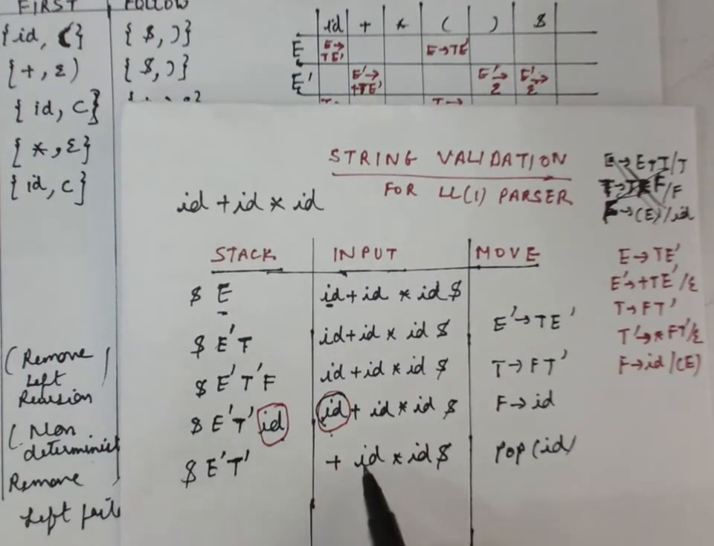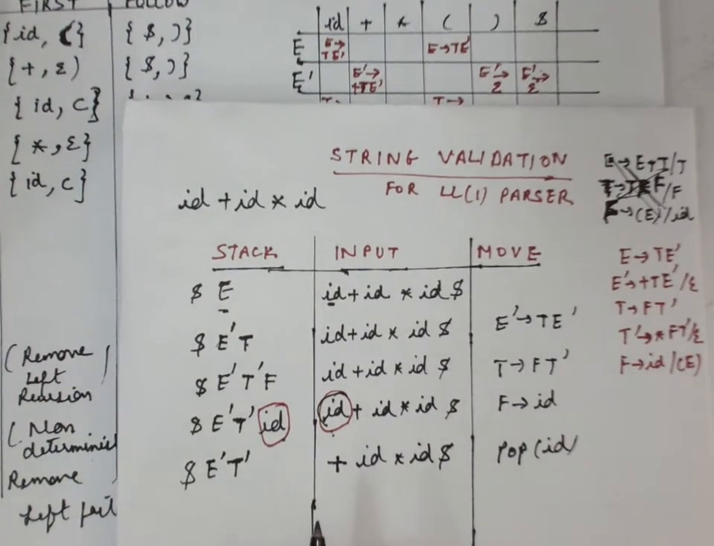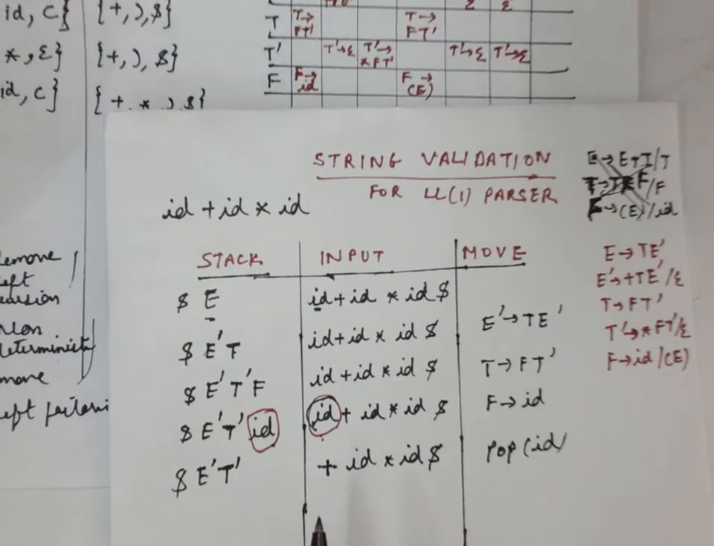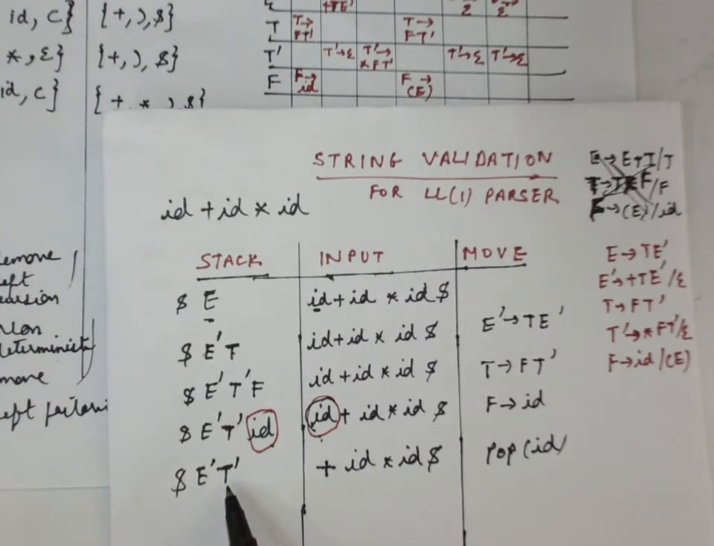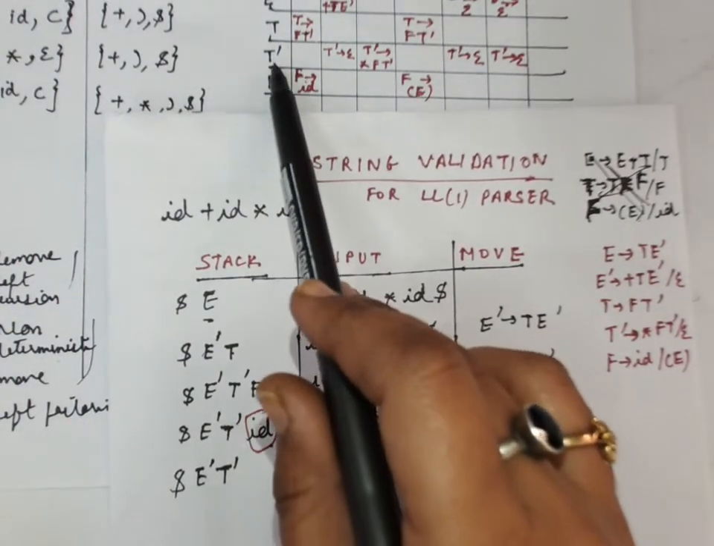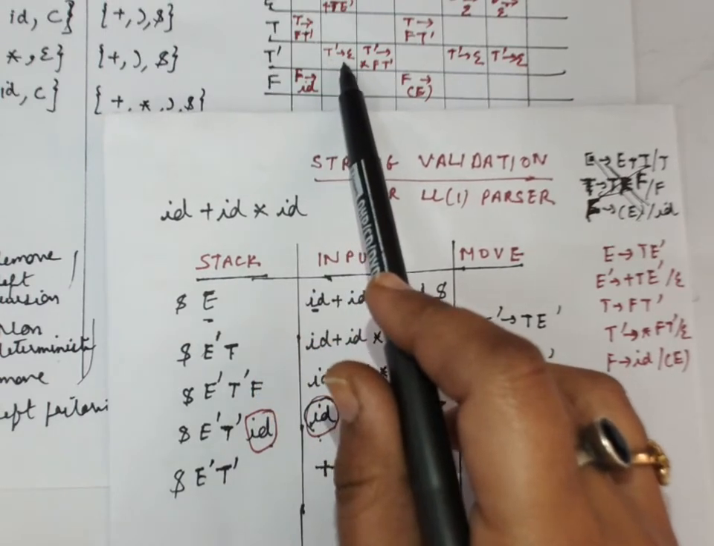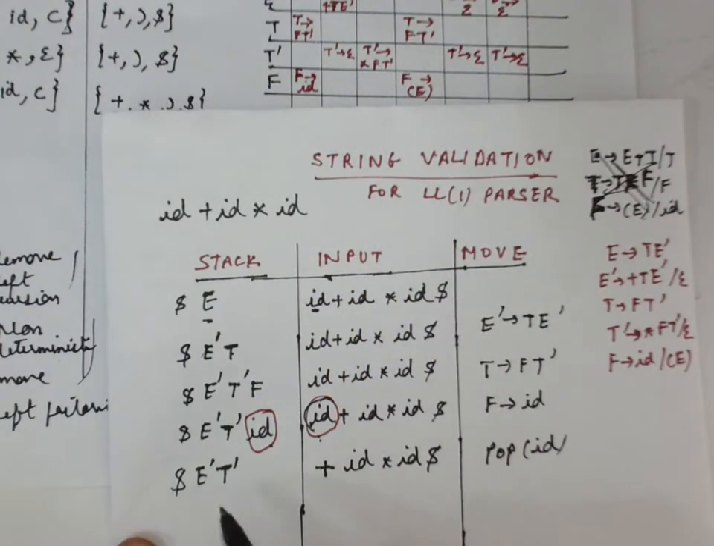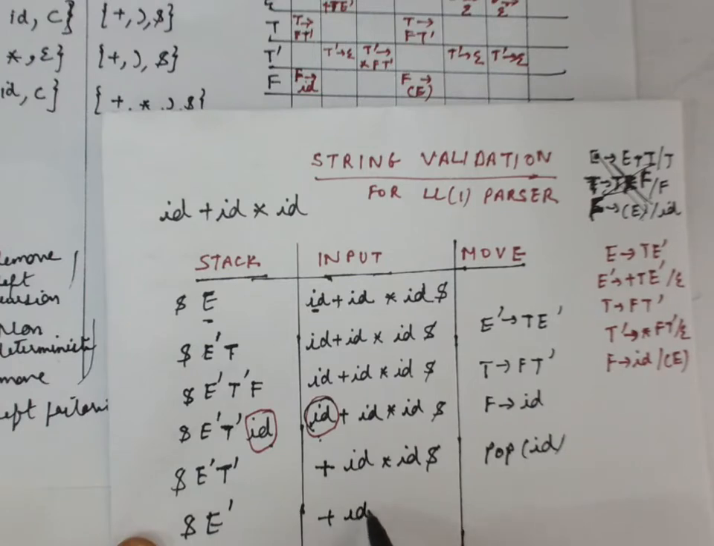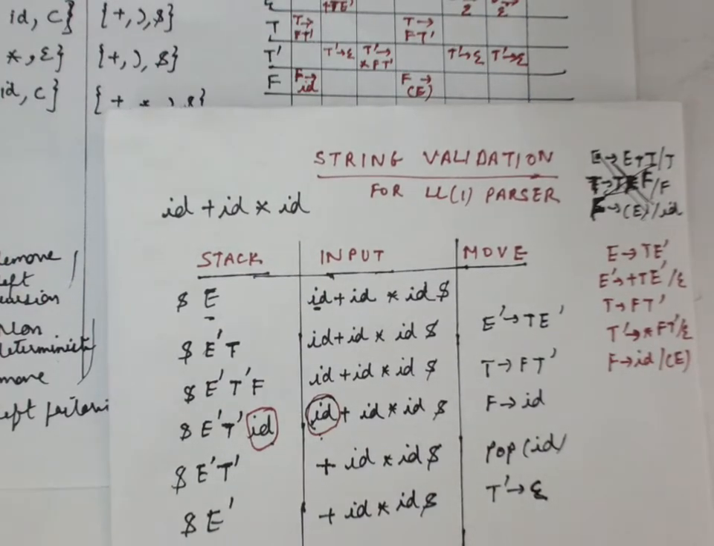Next, you have T dash on the stack and the plus symbol in the input. Based on this, we see in our grammar that T dash and plus gives T dash gives epsilon. So you have E dash over here, and T dash gives epsilon, that means nothing. The input is plus id into id dollar. We just put this particular production rule.